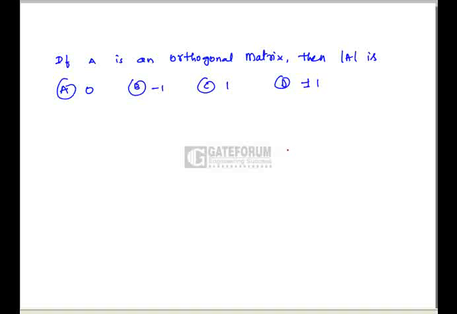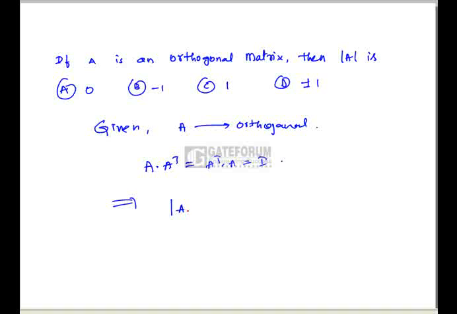If A is an orthogonal matrix, then we have to find the value of determinant of A. So it is given that A is orthogonal. Orthogonal is nothing but A into A transpose or A transpose into A will always equal I. Now if I apply determinant to the above equation, determinant of A into A transpose equals determinant of I, so we can write this as 1.